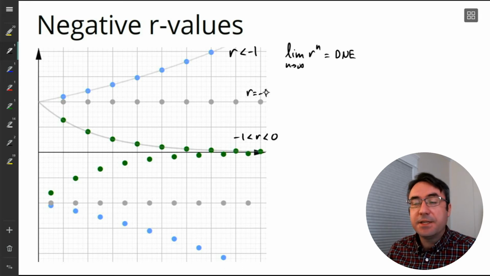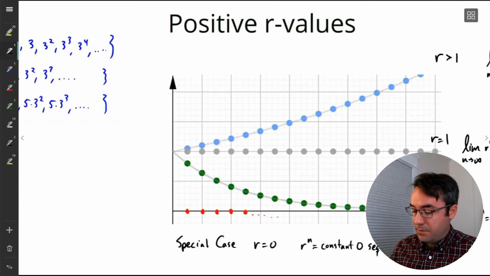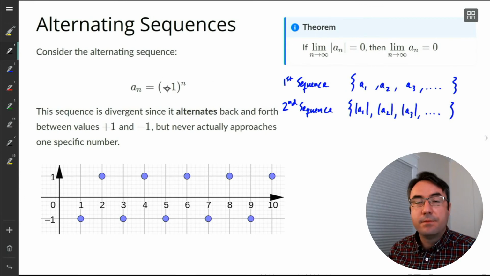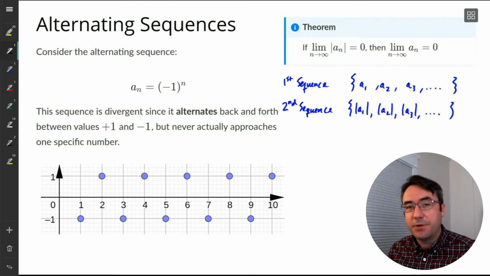We've looked at the case when r is equal to -1. Where did we do that? Right here. This is a geometric sequence, and we saw that it bounces back and forth between +1 and -1. It never settles down, so it doesn't approach one specific number. It's always back and forth between +1 and -1. So that sequence diverges as well.